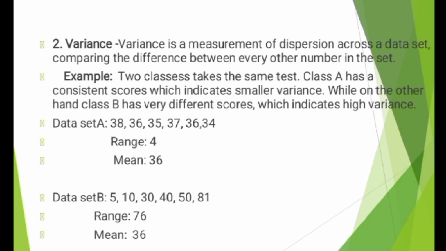This suggests that Class A has consistent scores with smaller variance, while Class B has varying scores with higher variance, indicating differences in students' performance.